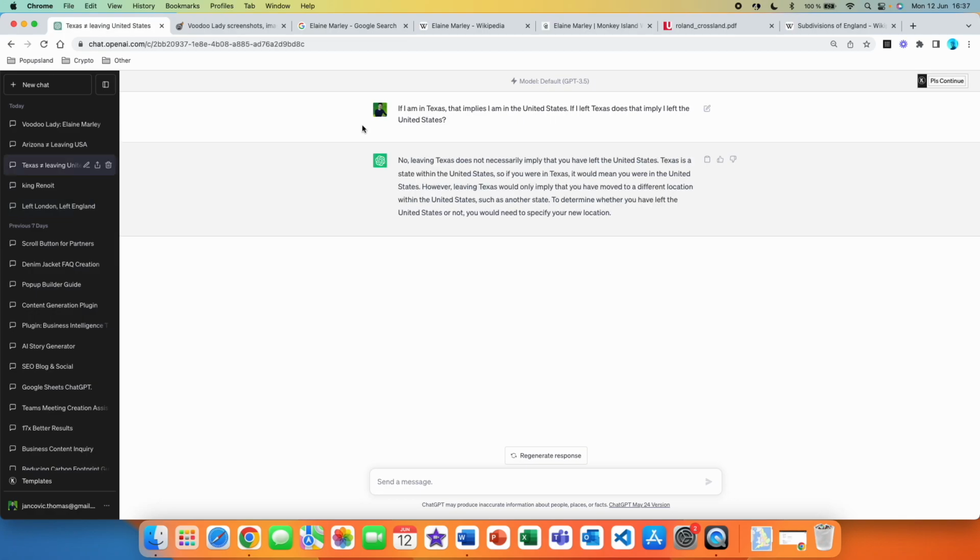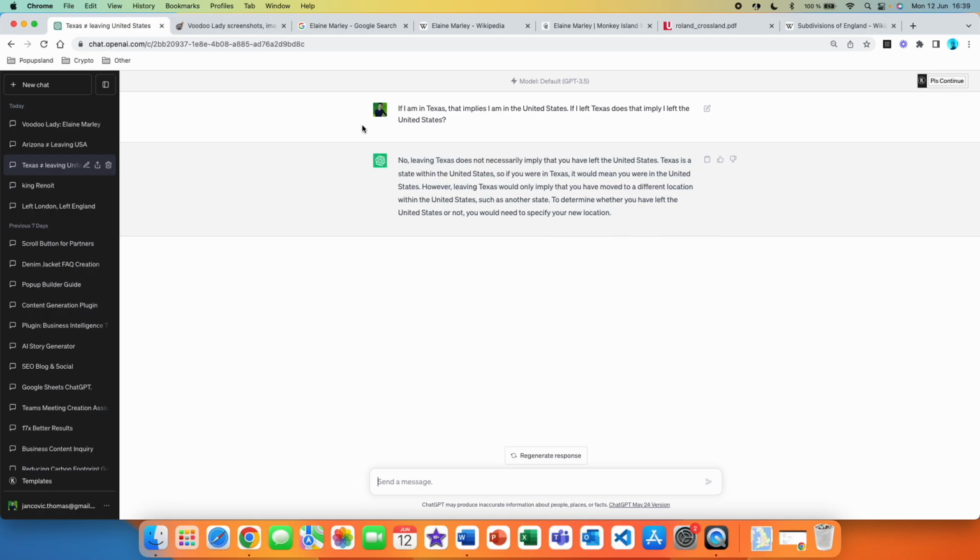And I was just curious, so I went ahead and tried to compare this with another scenario. So here I ask, if I'm in Texas, that implies I'm in the United States. If I left Texas, does that imply I left the United States? And here it's giving me the correct information. No, leaving Texas does not necessarily imply that you have left the United States. Texas is a state within the United States, so if you were in Texas, it would mean you were in the United States. However, leaving Texas would only imply that you have moved to a different location within the United States, such as another state. To determine whether you have left the United States or not, you would need to specify your new location.